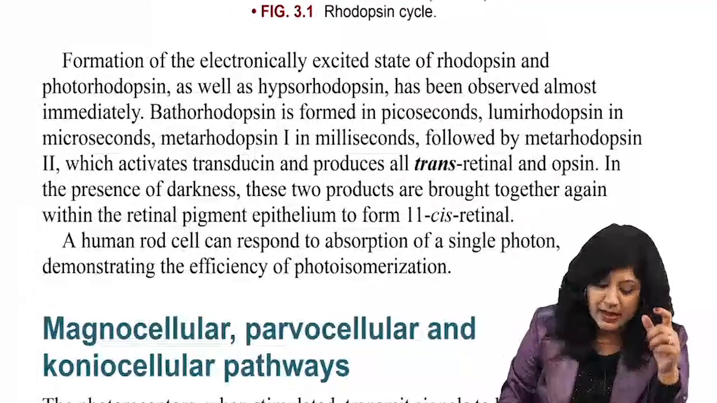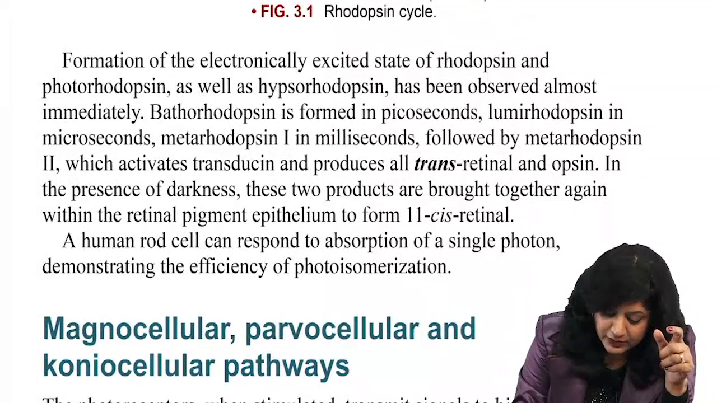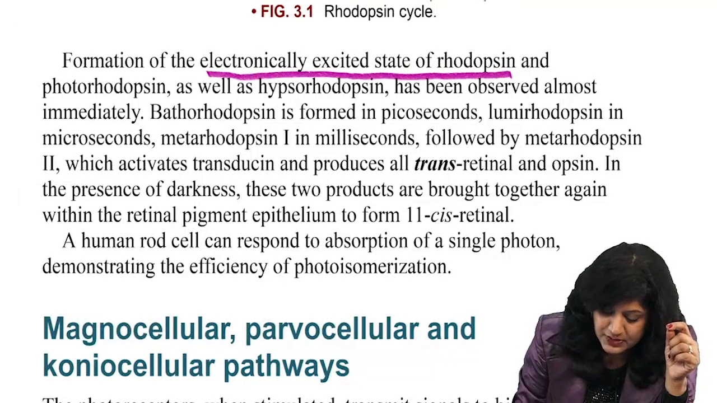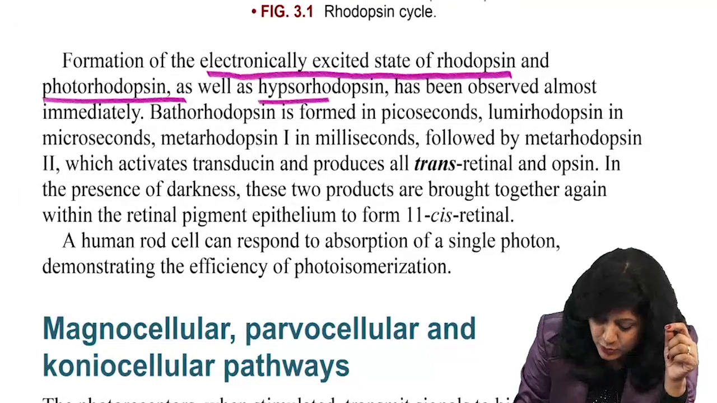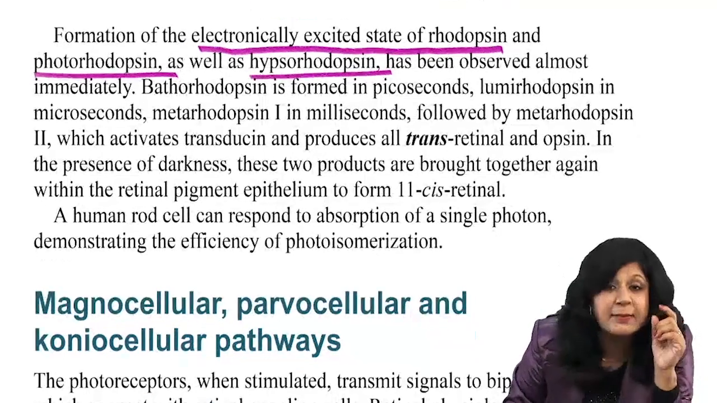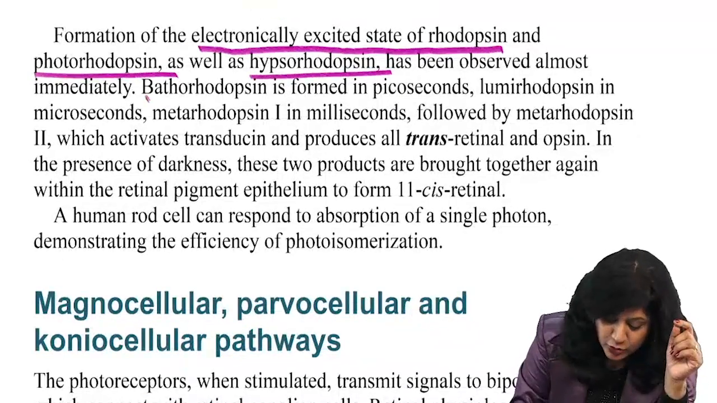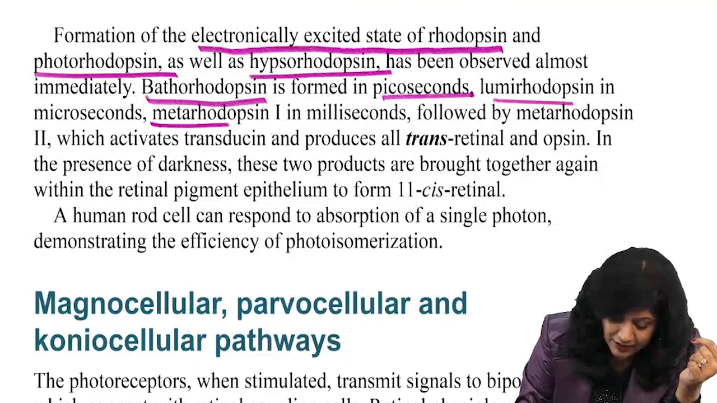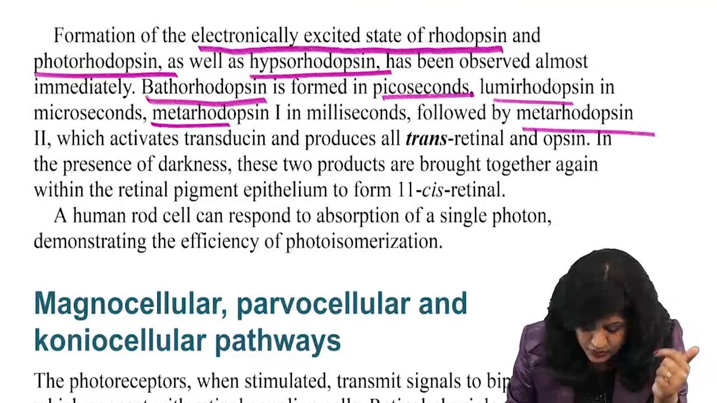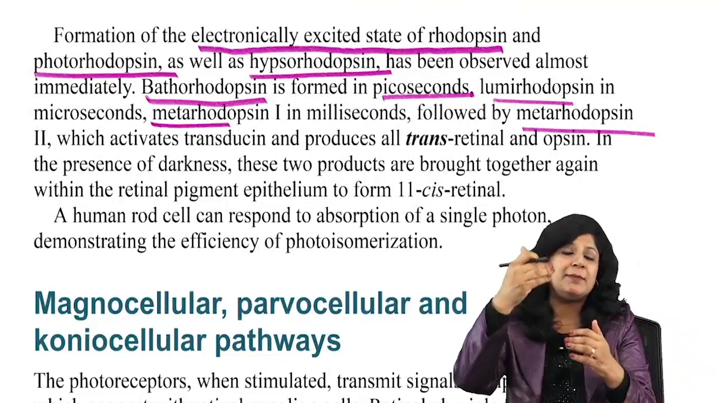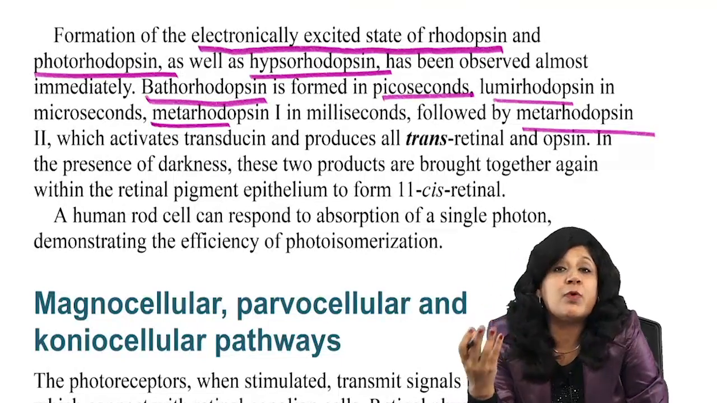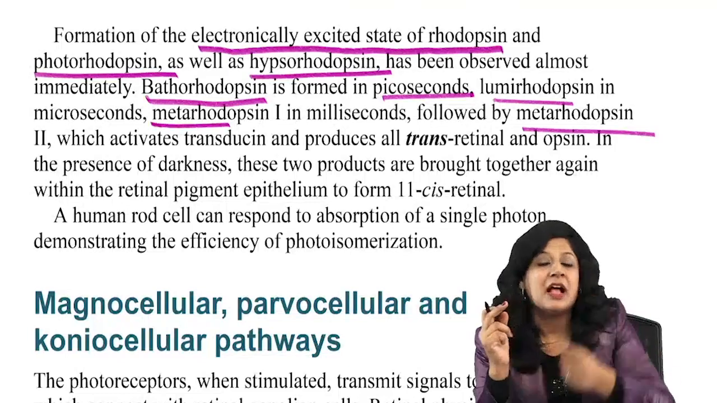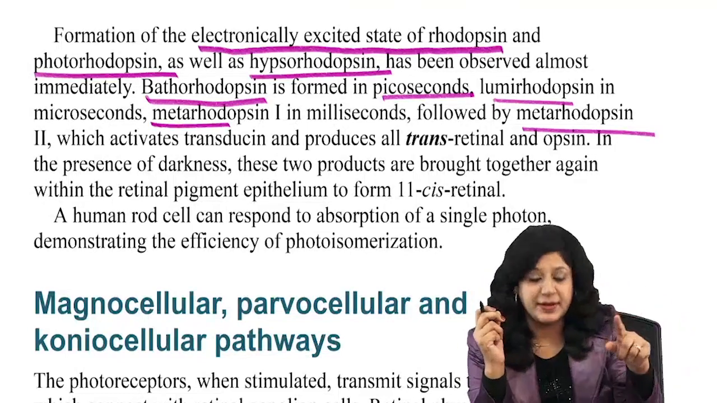Now, if I talk about your rhodopsin, they are saying that the formation of the electronically excited state of rhodopsin, and the photorhodopsin as well as hypsorhodopsin, has been observed almost immediately. Photorhodopsin is formed in picoseconds, then lumirhodopsin, then metarhodopsin 1 and then metarhodopsin 2. So actually the intermediates are formed in very, very small fractions of time, in picoseconds, milliseconds, microseconds, and ultimately a stable product is formed.